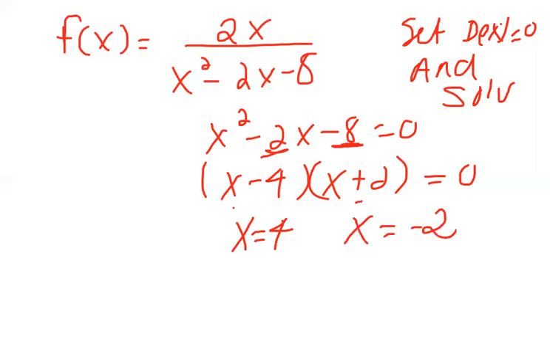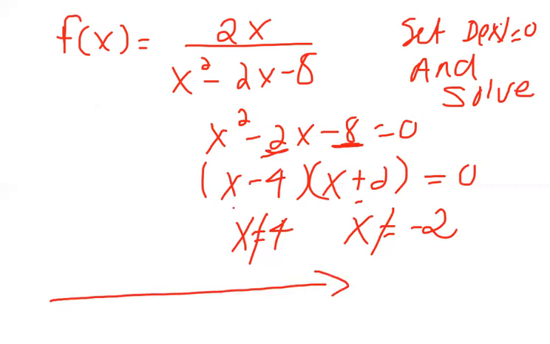Negative 2. So those are your two restricted values. These are the values that would make the denominator equal 0. In other words, you can plug in every x value except 4 or -2. So now how do we write this in interval notation to express that, guys? Here's how we write it.